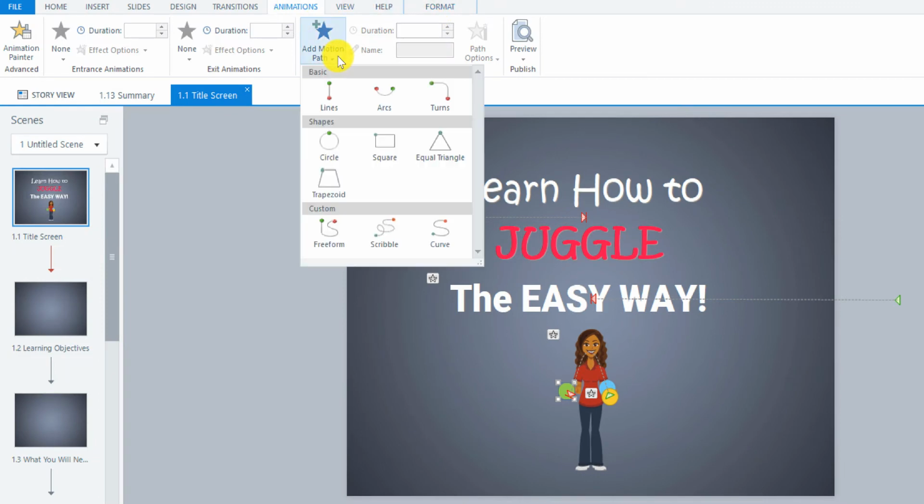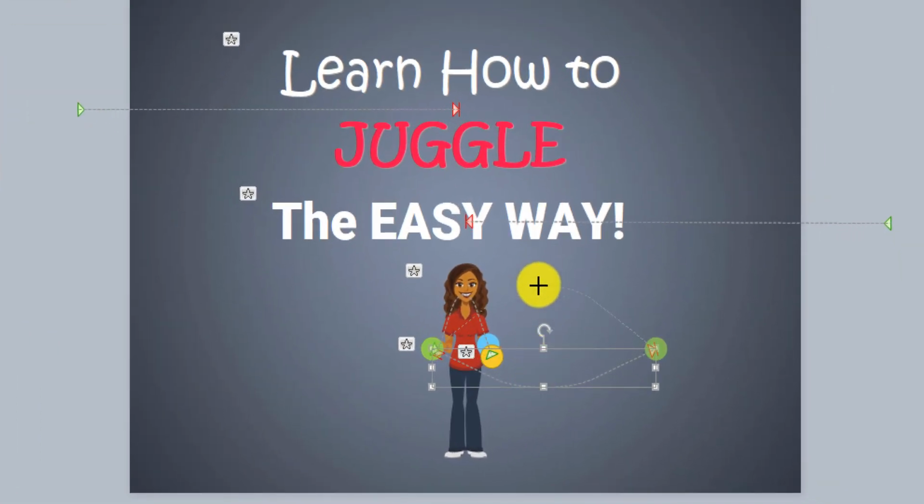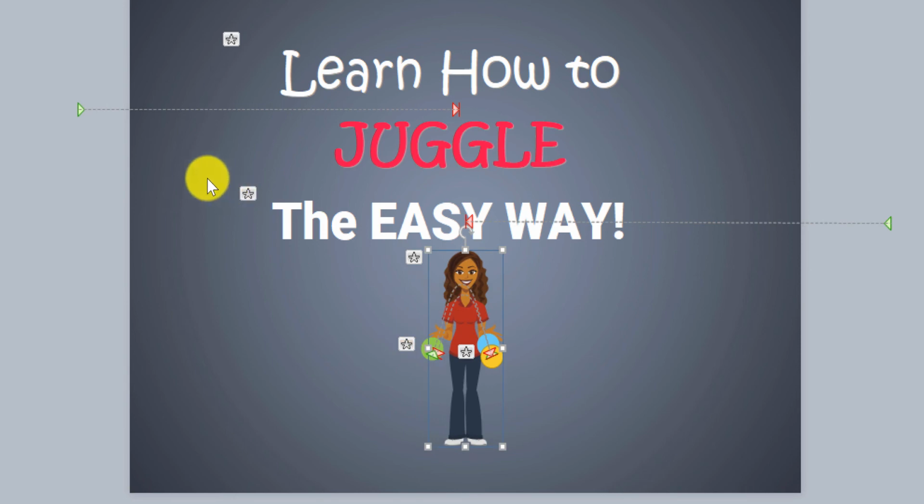So to go to animation, add an arc. I'm just going to change that, move that in. Move that up a bit. Undo that. Okay, and that's going from this hand to that hand. And then for the blue one, going the opposite way.